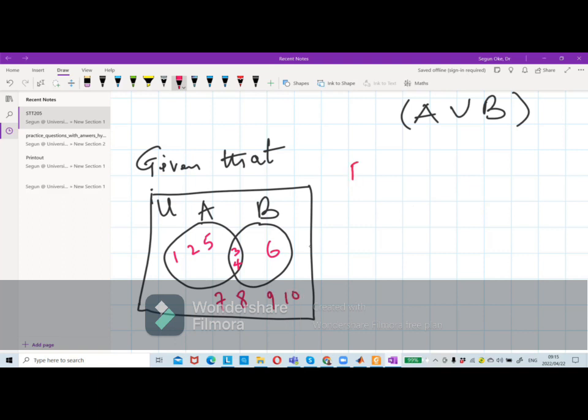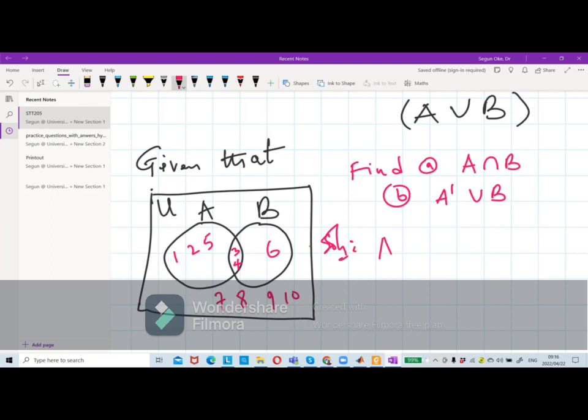The question says find A intersection B, and A prime union B. So the first thing we need to solve, let's solve A intersection B.